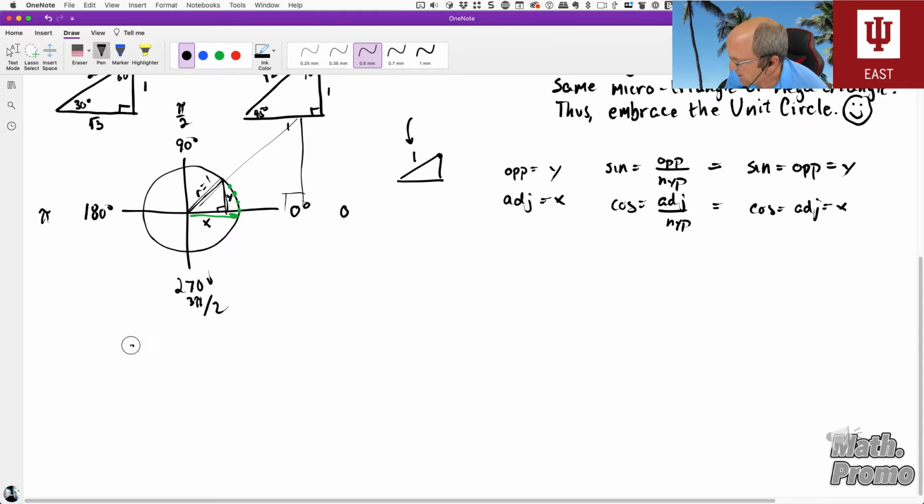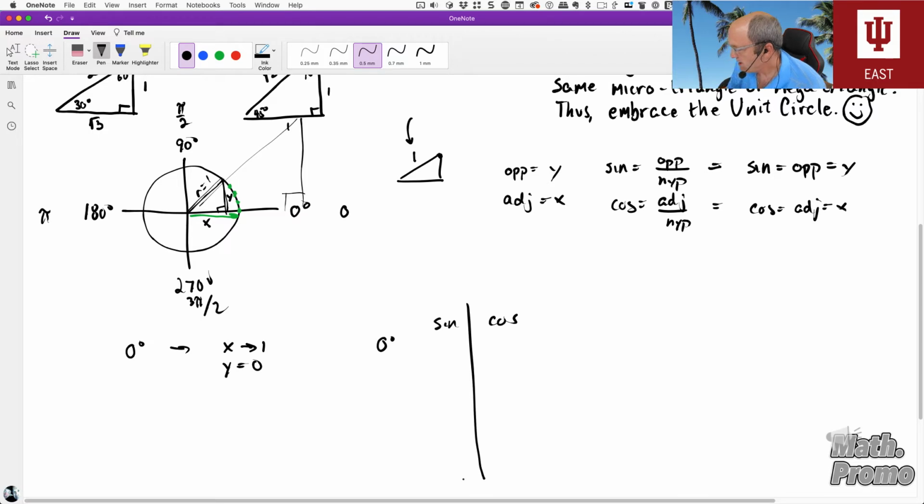Okay, so let's say we have 0 degrees. You can see at 0 degrees, x is 1, y is 0. So there you go. You got your first set, 0 degrees. Sine, y is 0. Cosine, 1. And something else to remember, sine and cosine can't be bigger than 1 or less than negative 1. As is, obviously, if you multiply something times them. But as is, that's the largest or smallest they could be.